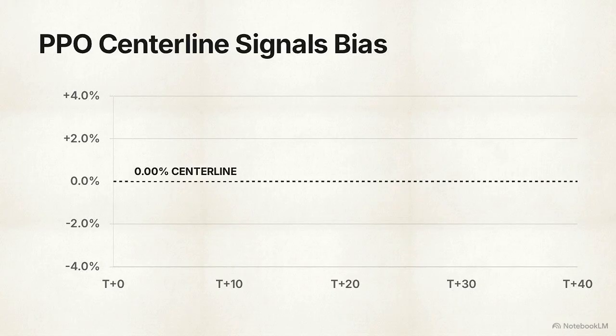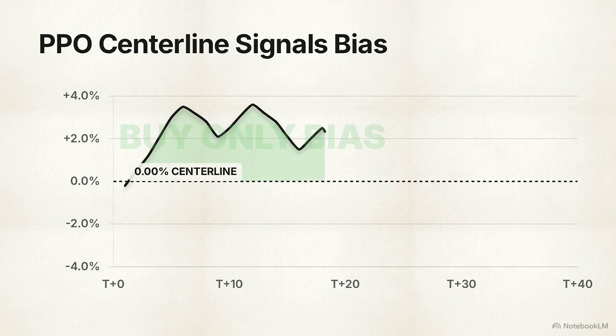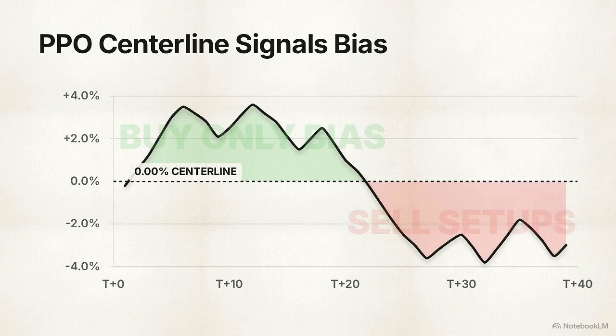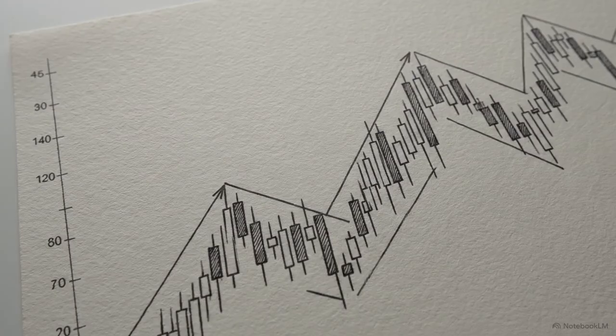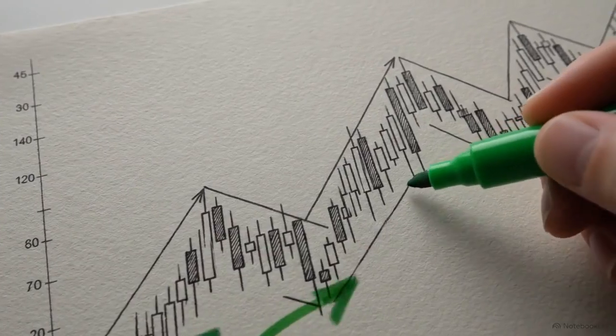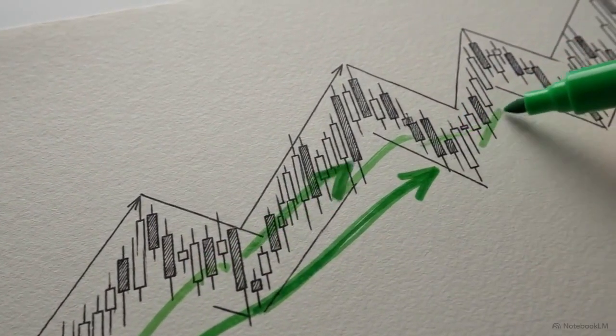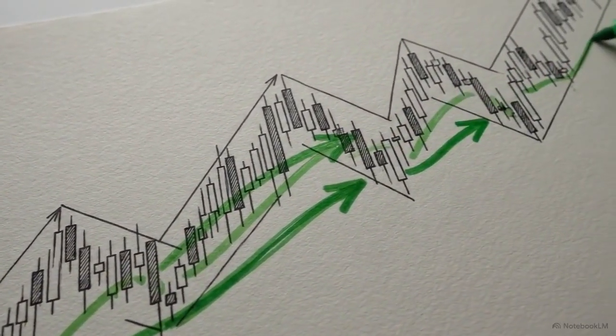Notice the horizontal zero mark dividing the standard PPO panel. Crossing above it means the short-term average is higher, dictating a strict buy-only bias. Conversely, dropping below zero indicates bears are in control. You only look for sell setups. Treating this zero line as a strict rule acts as your primary trend filter. It prevents you from fighting the market's dominant gravitational pull.